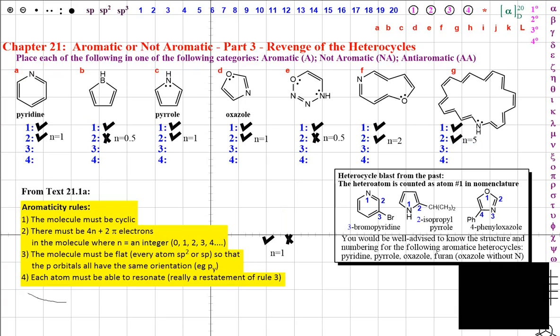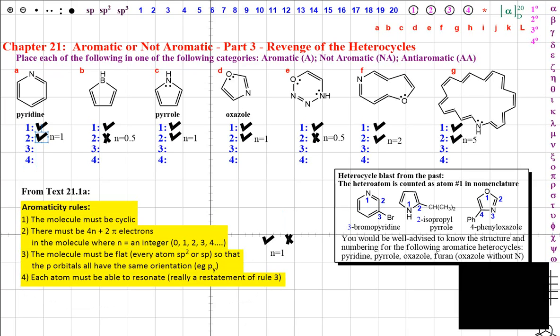Rules 3 and 4 can be thought of at the same time. Every atom must be sp2 or sp. If necessary, rehybridization can get you there. And once you get those required geometries, rule 4 is also taken care of.